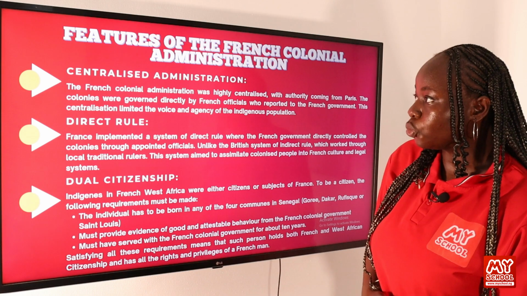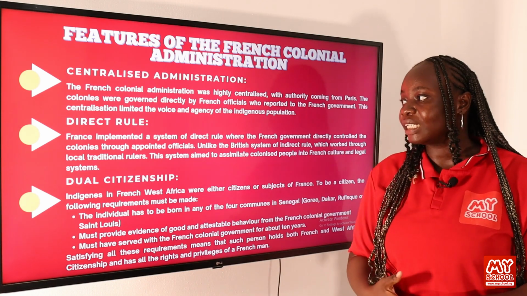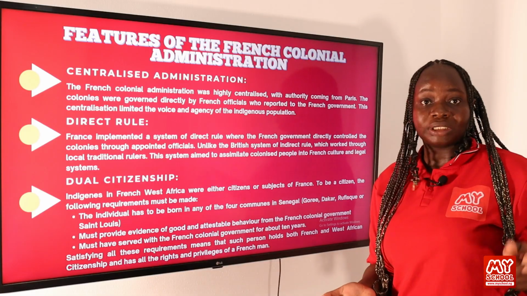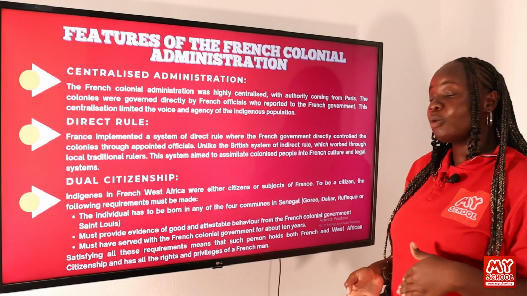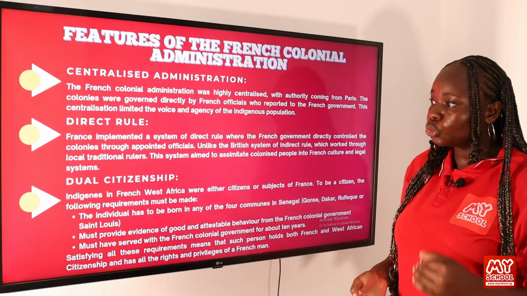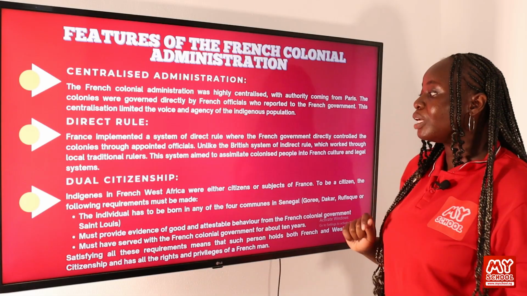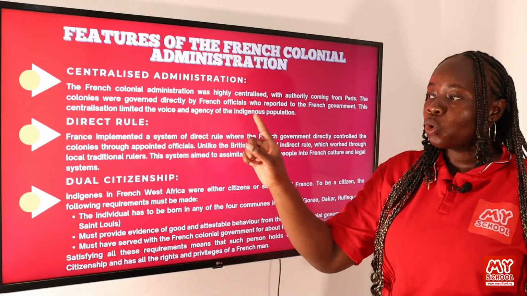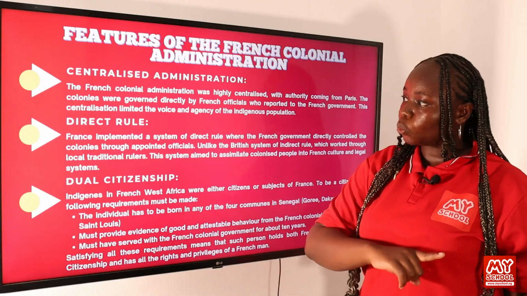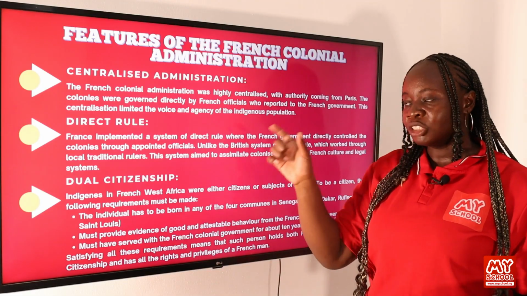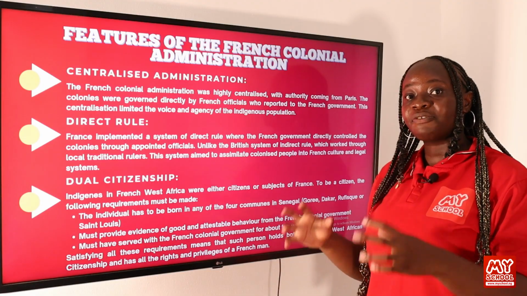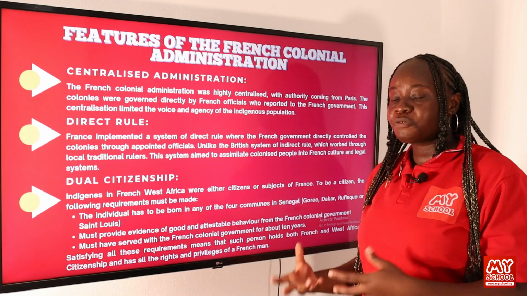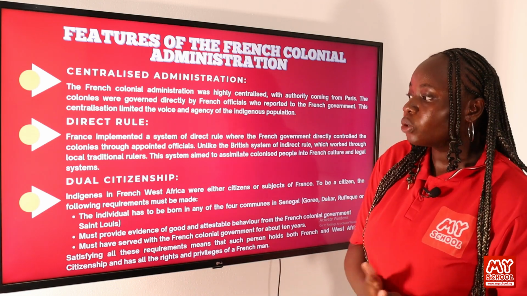Then there was also direct rule in French West Africa. France implemented a system of direct rule where the French government directly controlled the colonies through appointed officials. So unlike the British system of indirect rule, which worked through local traditional rulers, this system aimed to assimilate colonized people into French culture and legal systems. So unlike the indirect rule that we have in British West Africa, there was direct rule here. The reason for this is to ensure that the African subjects assimilate the culture of the French people. They become fully Frenchmen.